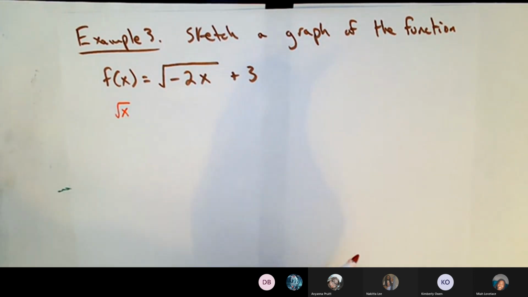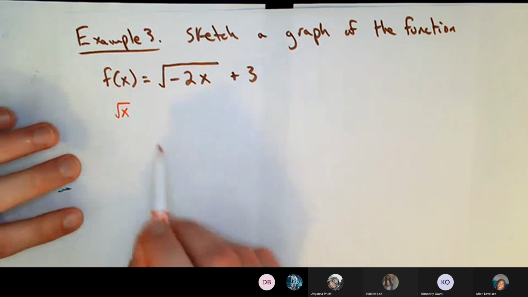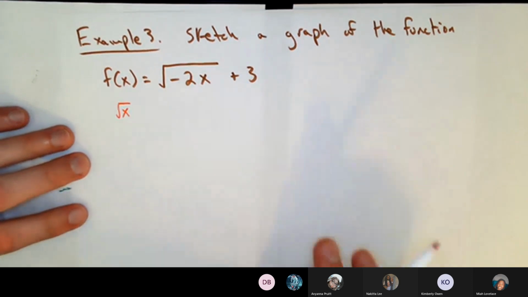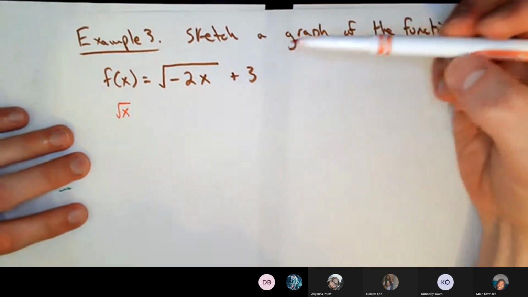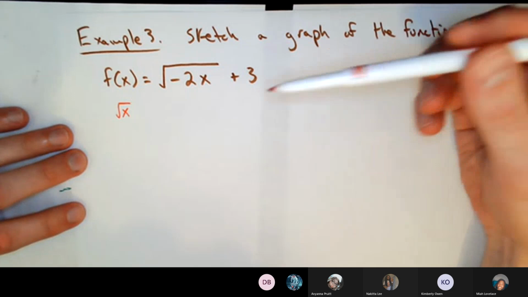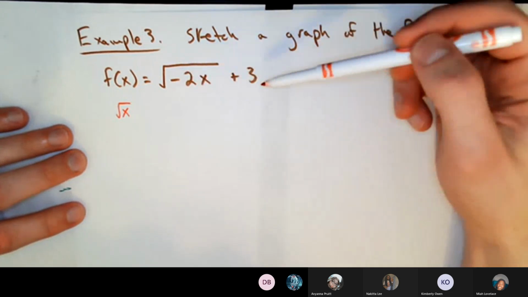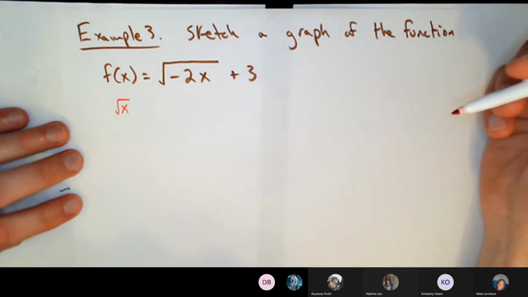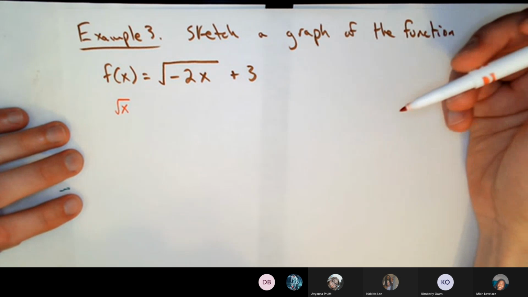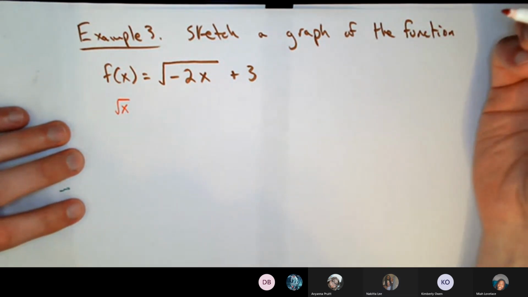And then let's see, Nikita, how many transformations do you think we'll have on this graph from the negative 2 and the positive 3? And can you name one of them?